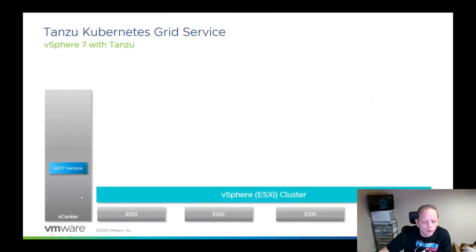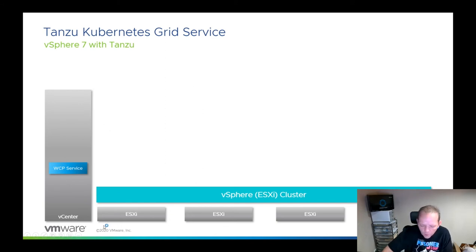Start off with a basic ESXi cluster. So nothing special here. We've got ESXi hosts. Maybe we've formed them into a standard vSphere cluster. We have vCenter 7, and you don't have to do anything special. There's this WCP service, this workload control plane service there.